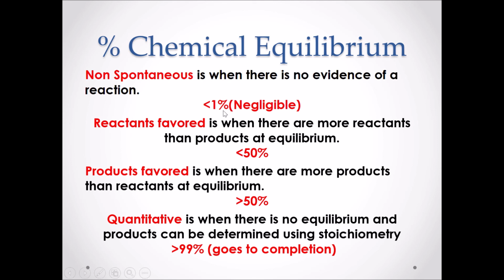And at times these numbers can be confusing, but they always represent the products. So in a non-spontaneous reaction, our products are less than 1%, meaning a reaction has not occurred. In a reactant-favored equilibrium, our products are less than 50%. In a product-favored equilibrium, our products are greater than 50%. And finally, in a quantitative reaction, our products are greater than 99%, meaning our reaction has essentially gone to completion.